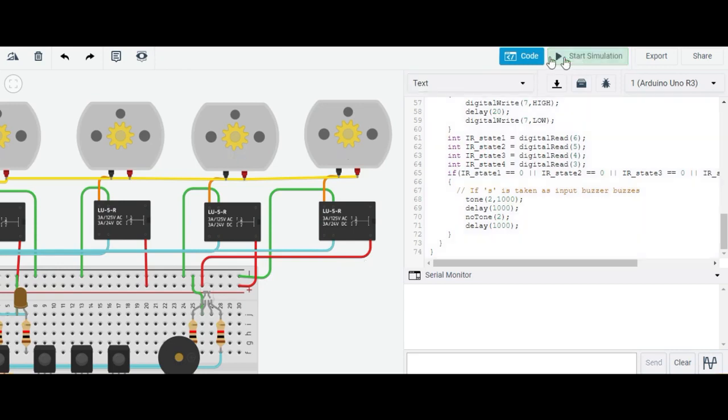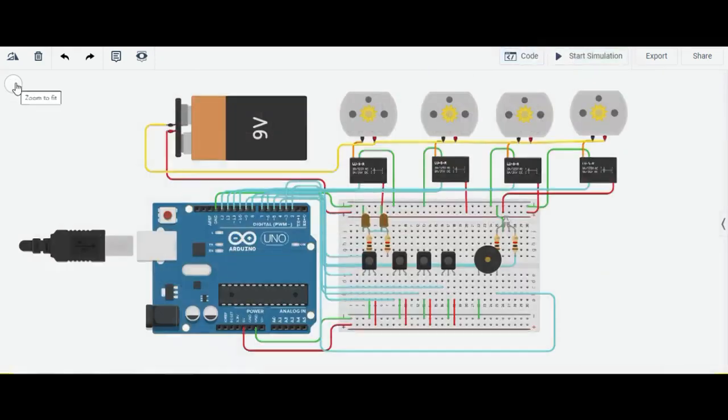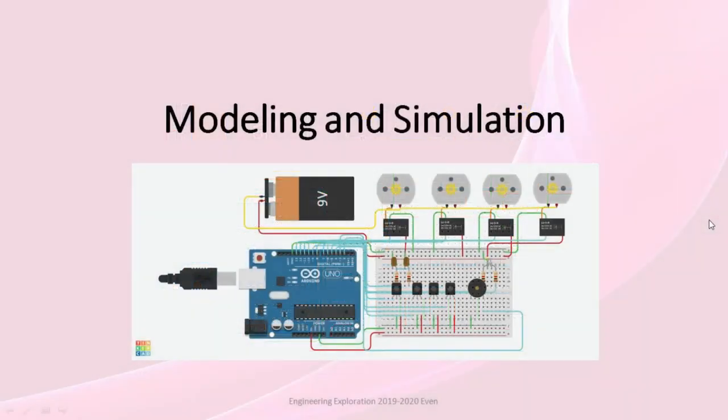So this was our simulation and circuit diagram. So this was our presentation on the Engineering Exploration course project of the Carom Robot.